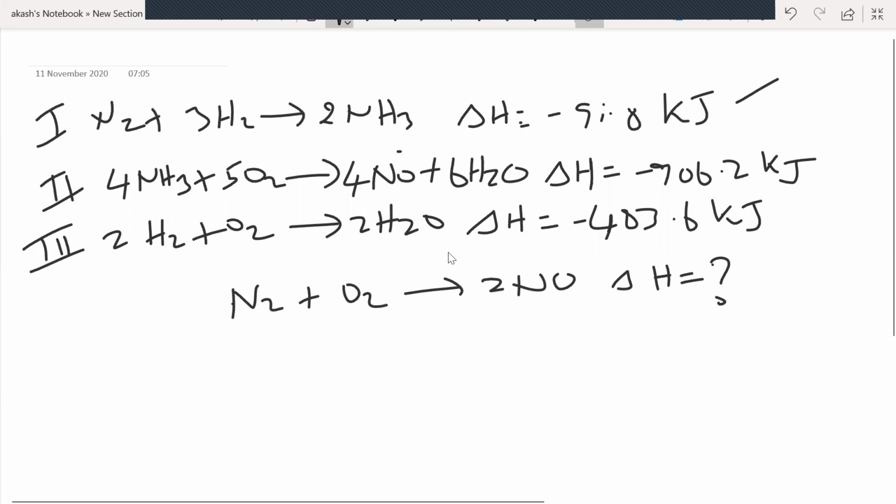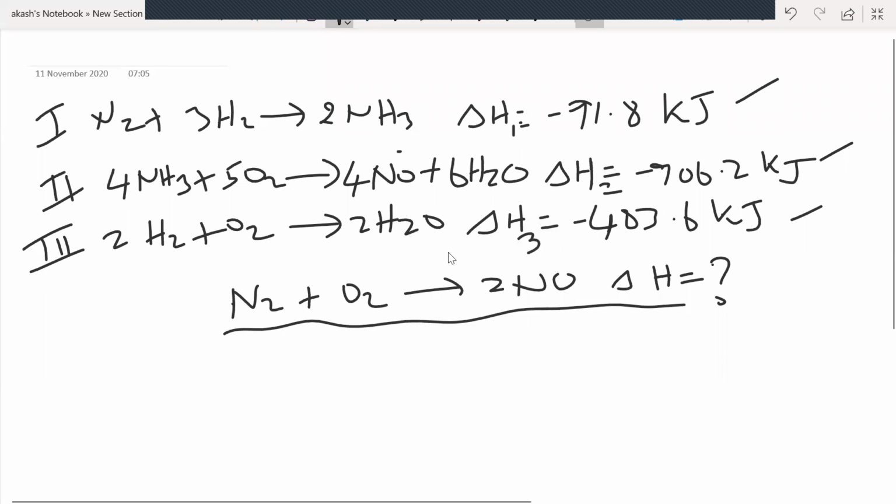They have given you three reactions, 1, 2, 3, and they're asking you what is the enthalpy for this reaction. We have already done this kind of problem, we did a couple of problems based on this. So now you are going to do it. I'm going to give you 2 minutes. Even if you don't use the values, call them delta H1, delta H2, and delta H3, and tell me the answer in terms of delta H1, delta H2, and delta H3.